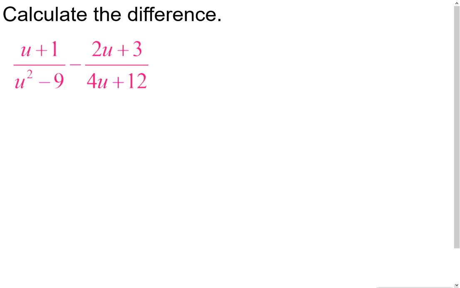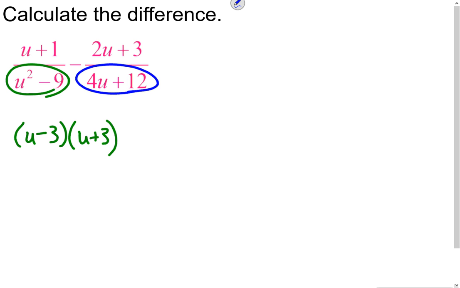My next example, I'm subtracting fractions. So again, I have to find that common denominator. And I'm going to start with the first one, u squared minus 9. Factors of u squared minus 9 are u minus 3 and u plus 3. And then I'm going to look at this part. Factors of 4u plus 12. Well, 4 is common to both of them. And then the other factor would be u plus 3.